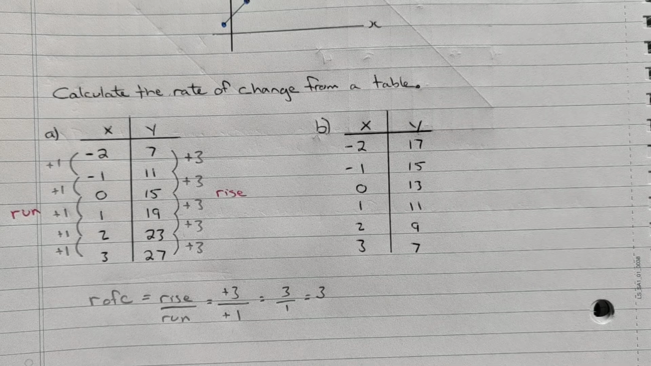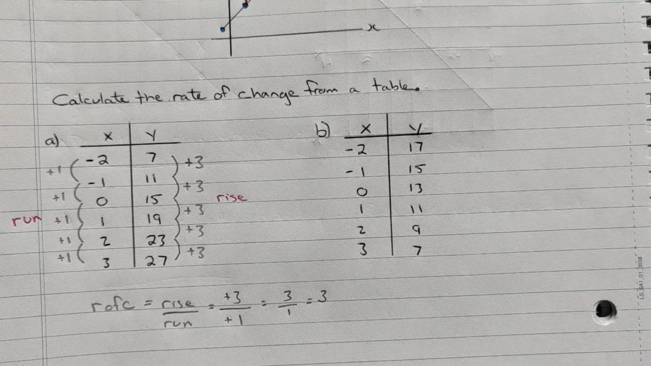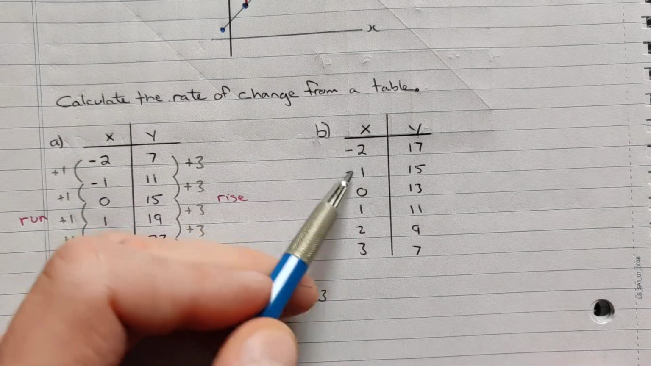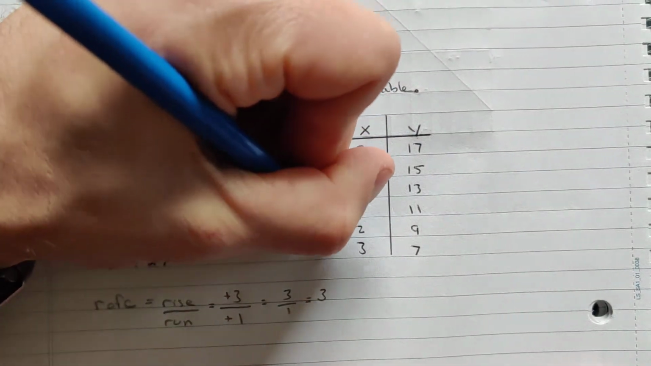So we do the same thing in our next table, is we look for the differences in each set of terms. So in the case of x here, I've done the same thing, and I've gone up by 1 each time. +1, +1, +1, +1.